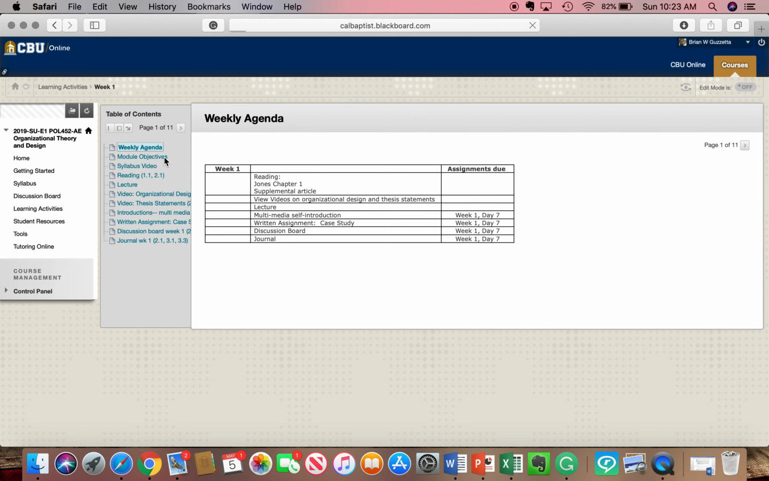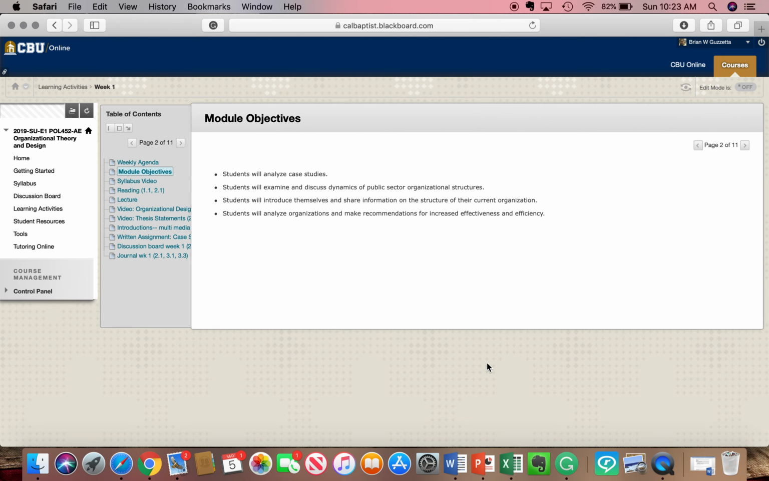So in week one, we'll start with our module objectives. At the conclusion of week one, we're expecting that the students will be able to analyze case studies, that the students will examine and discuss the dynamics of public sector organizational structures. Students will introduce themselves and share information on the structure of their current organization, and students will analyze organizations and make recommendations for increased effectiveness and efficiency. As public administration majors, we should realize the concepts of the pillars of public administration and understand the concepts of effectiveness and efficiency. We're really going to tackle those in this course: how we can make more effective and more efficient agencies or organizations.